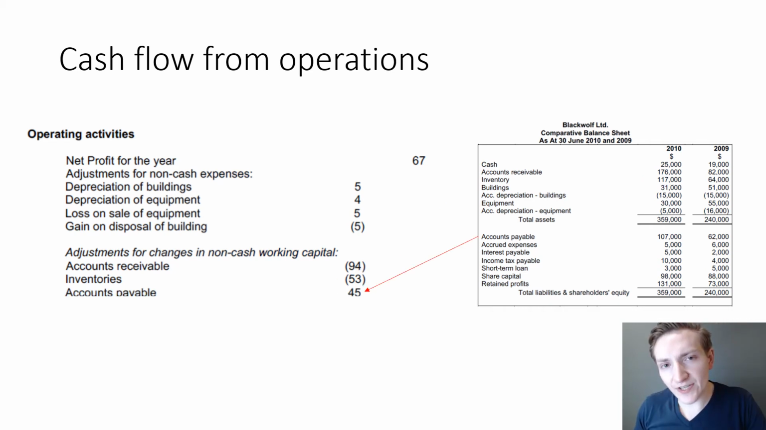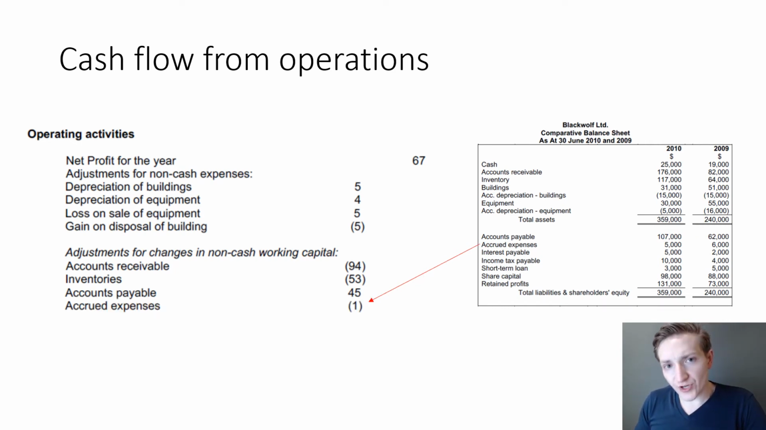The next thing is accounts payable. So the accounts payable here went from 62 all the way to 107. So what that means is our accounts payable have gone up. That means we have so far refrained from paying some cash to our suppliers. As a result, our cash has implicitly increased. So it's gone up, in this case, 45, which is the 107 minus 62, which is relatively straightforward here. We're just reading off a subtraction.